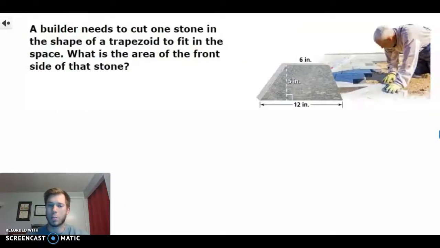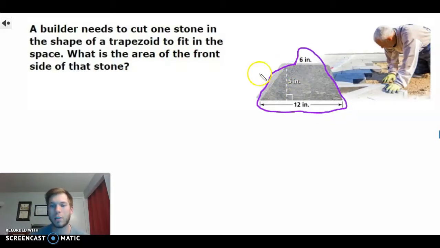Let's look at a couple more examples. Now, we have a builder who needs to cut one stone in the shape of a trapezoid to fit in the space. What's the area of the front side of the stone? So what's the area of this front side of the stone, which is in the shape of a trapezoid?